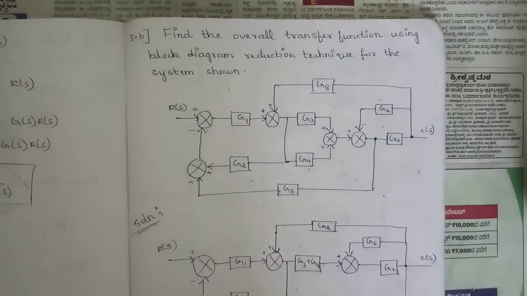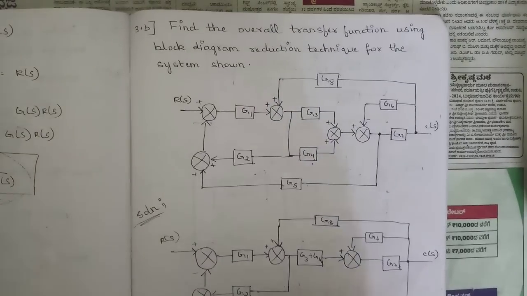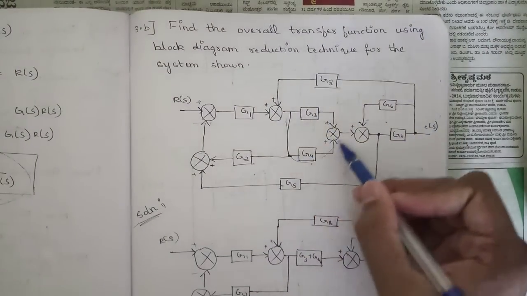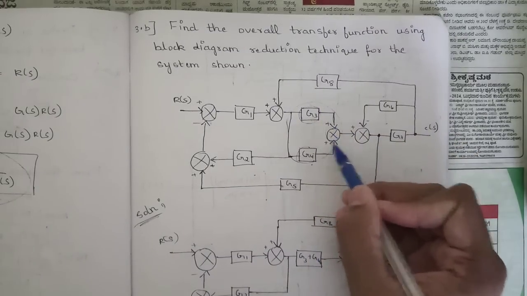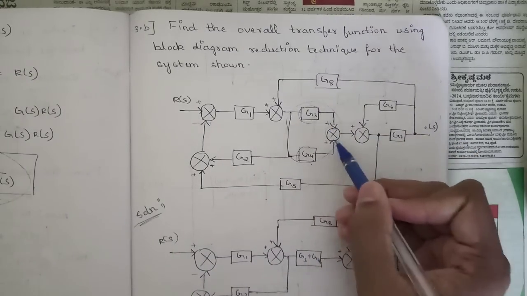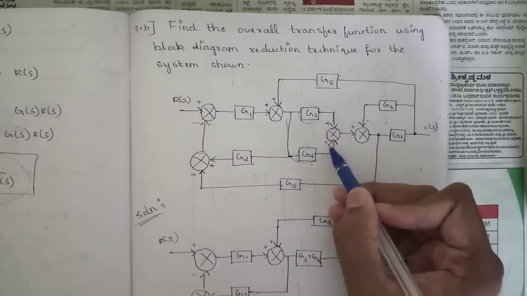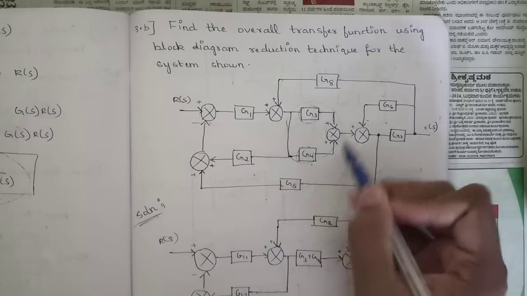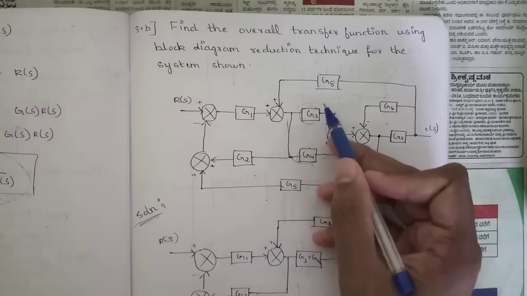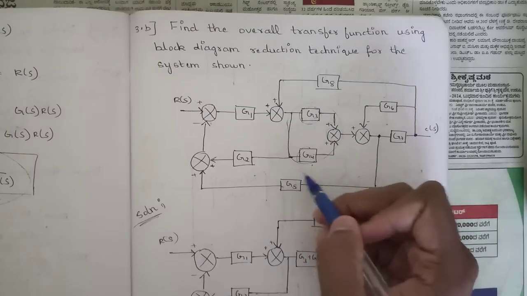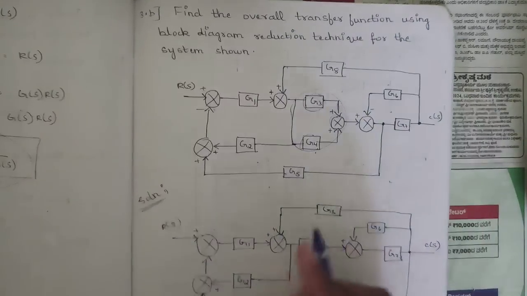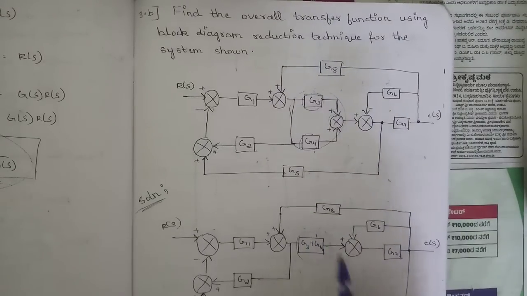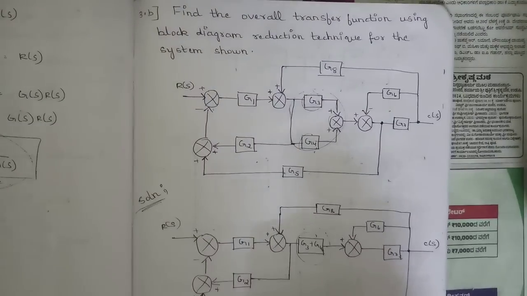Okay, so first, if you see here, in this region, this block G3 and this block G4 are meeting at this summing point, or they are getting summed up. Since their direction is towards the summing point, these two can be represented as one single block to eliminate this summing point, and we can write this as G3 plus G4 here. Yeah, this is one change.